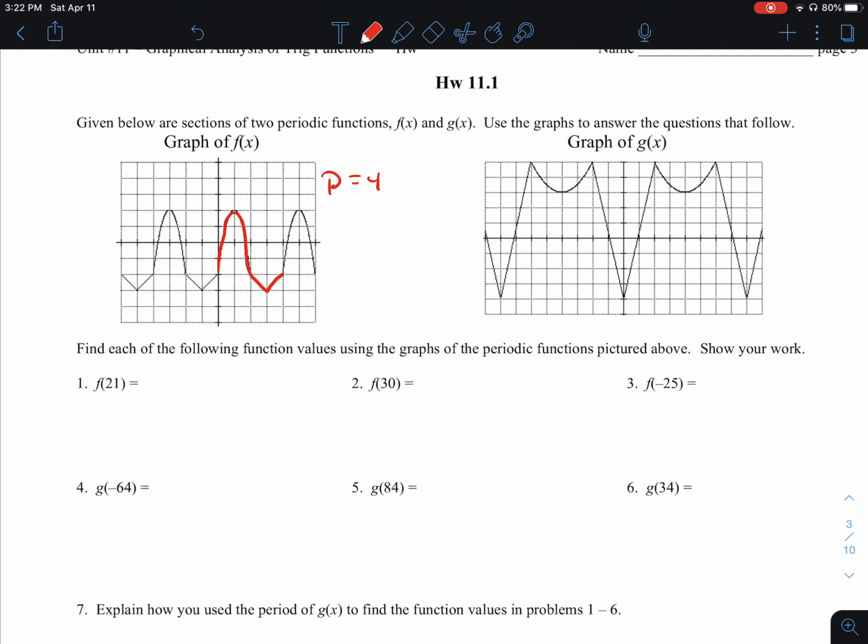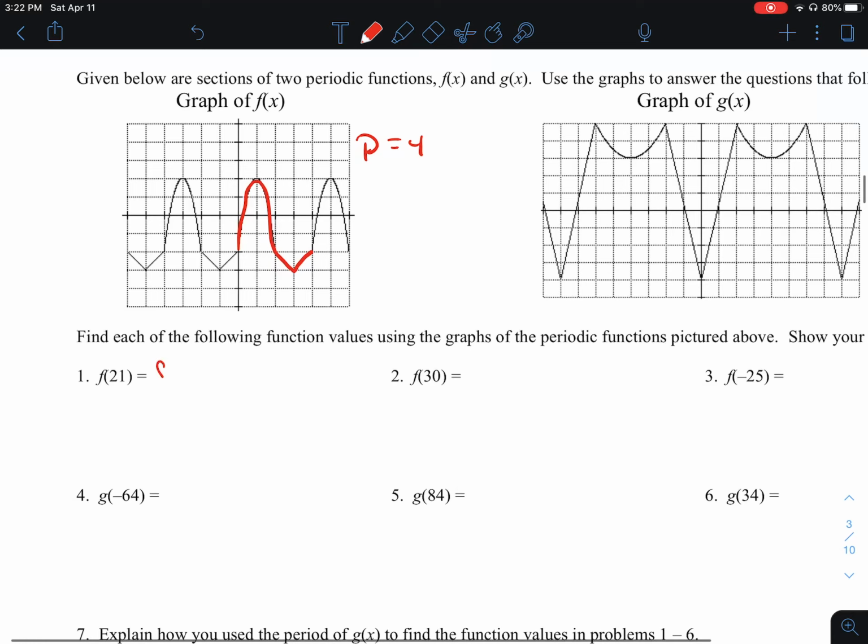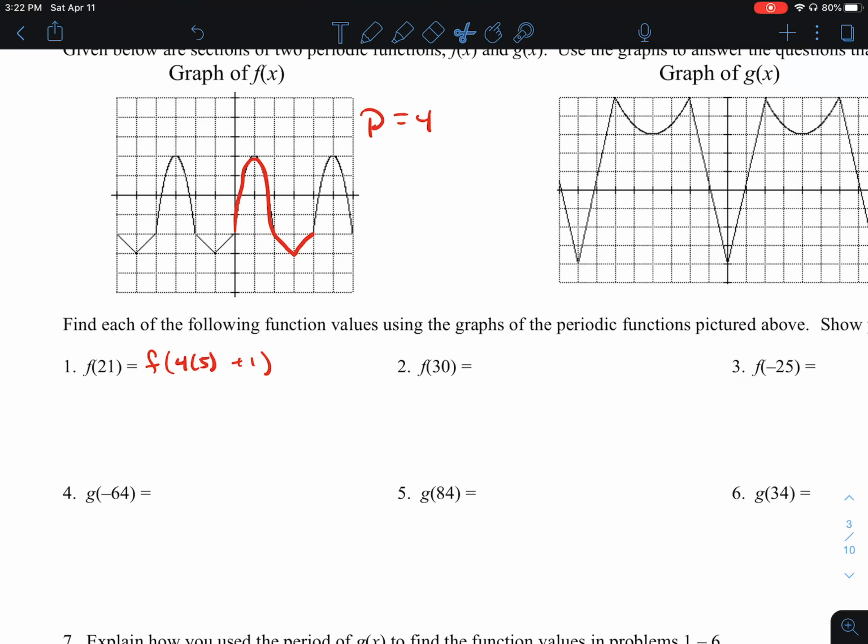So for number 1, f of 21, that is the same as saying 5 periods of 4 plus 1. Let me rewrite this: 4 complete periods, 5 times. I'm going to write it this way, though. So these 5 complete periods don't change the graph at all because it's repeating itself. This is equivalent to us just doing f of 1. And at 1, the y value is 2. So this is simply going to be 2.